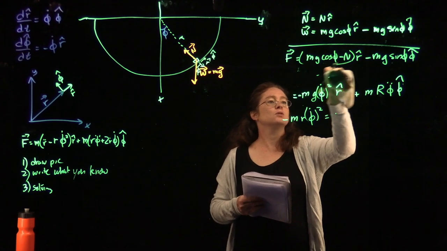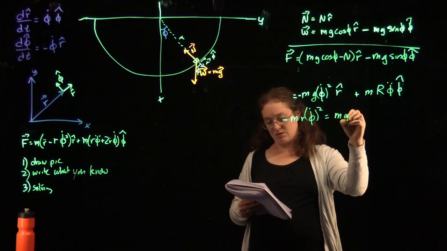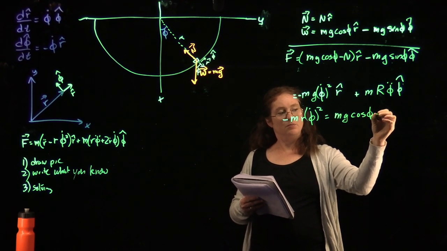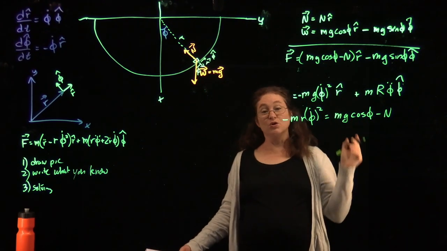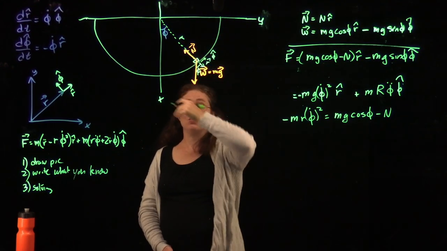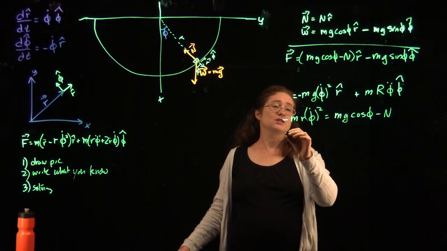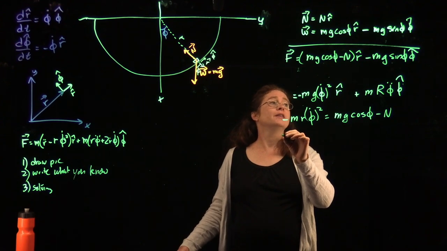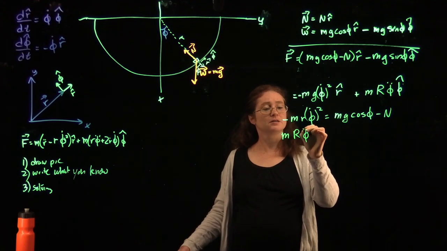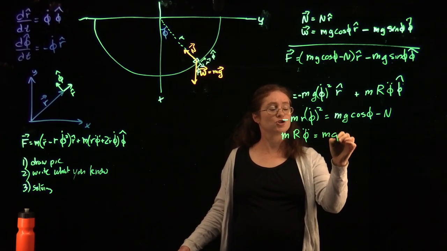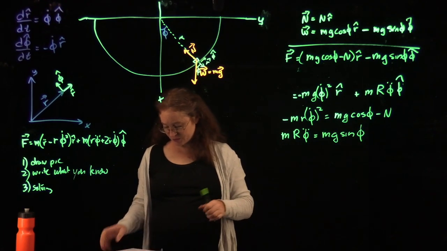the net force is not zero. I had made an error there. The constraint is this, but the answer is that N is going to be whatever solves that. So the normal force changes depending on where you are, but it's always going to make sure that your position is constant in r. And then we have m r phi double dot equals mg sine phi in the phi hat direction.